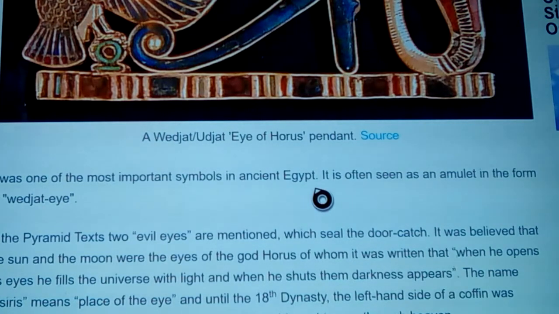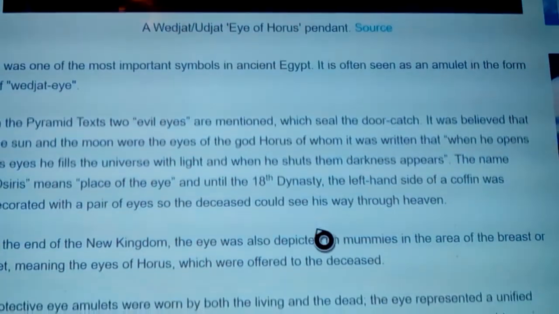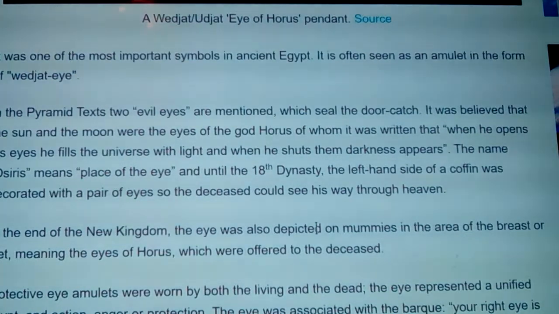And this is that Santa Claus, and he knows when you're sleeping, he knows when you're awake, or if you've been bad or good. So be good for goodness sake. And the concept there is that he has the moon as his other eye, left and right. So it's believed that the sun and moon were the eyes of the god Horus, whom it was written, when he opens his eyes, he fills the universe with light. So let there be light by God just opening his eyes and making it happen.